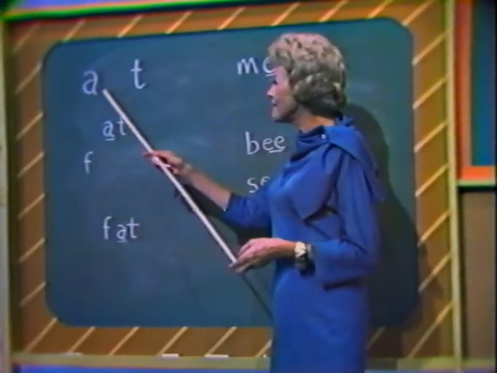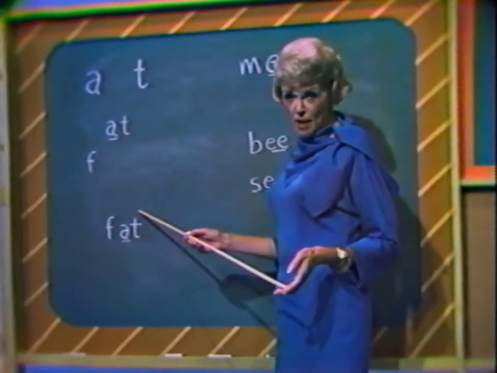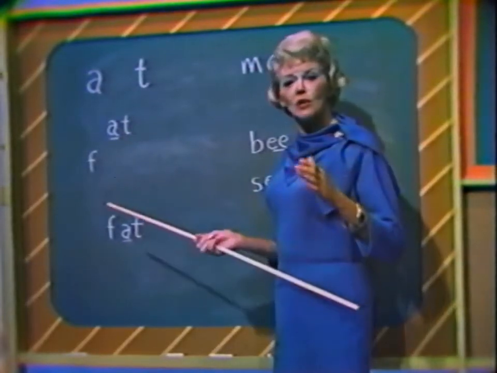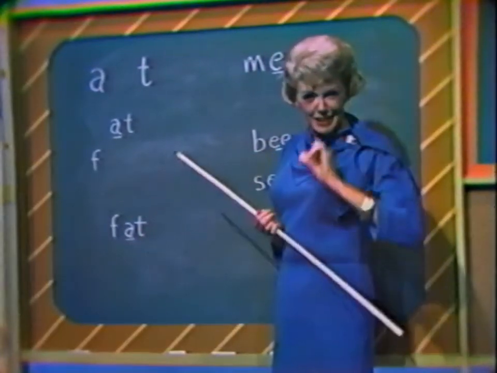When there's one vowel in the word beginning or the middle, the vowel sound is short, the vowel sound is little. But if one vowel in a word comes at the end, then the vowel sound is long.